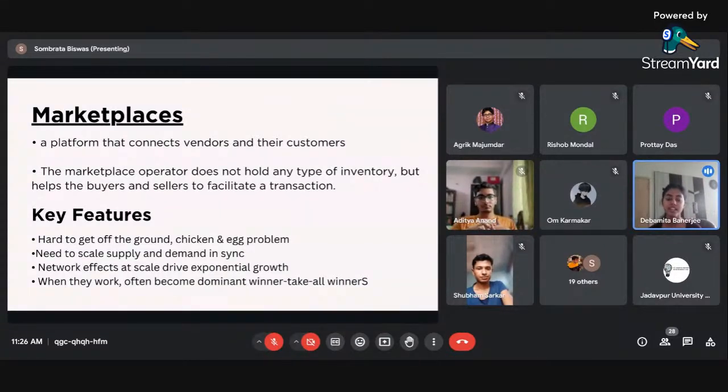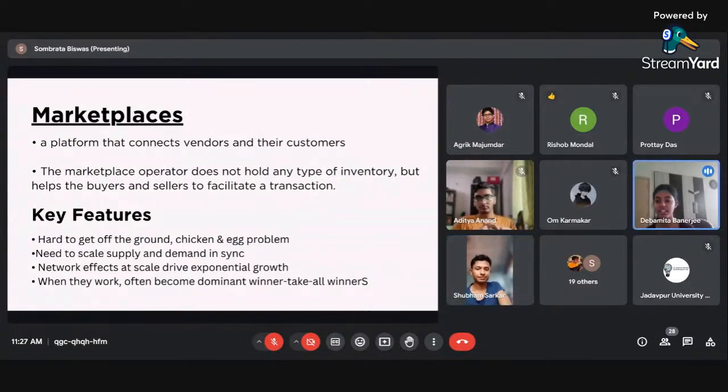Network effects at scale drive exponential growth. Does anybody here know what network effects mean? Network effect is like the effect where a lot of people are on one platform, so people do not leave that platform. For example, Instagram, Facebook. We mostly use Instagram, Facebook because all our friends are on Instagram and Facebook and not any other social media app because there is no one in those social media apps. So this is the network effect. Once you get into the network, it's hard to leave, and everybody wants to get in that network.